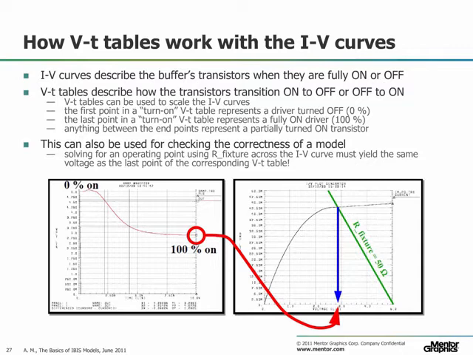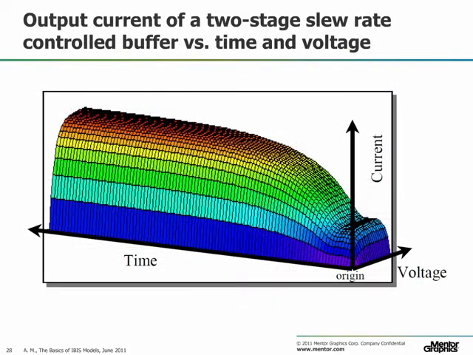We can draw a load line across the IV curve using the slope of our fixture that was used to generate the waveform. The intersection of the IV curve and this load line will yield a voltage, and the last point on the waveform has to be the same as this voltage on the IV curve. This three-dimensional surface plot illustrates how the IV curves work together with the waveforms stored in the VT tables. The vertical axis is the output current of the buffer, which is plotted against the output voltage and time.